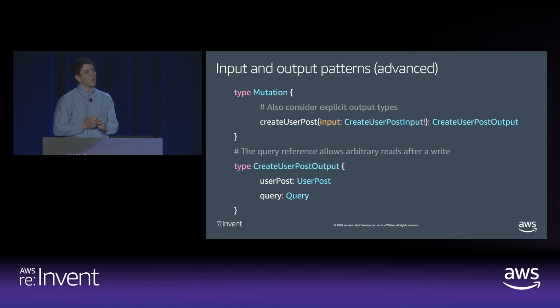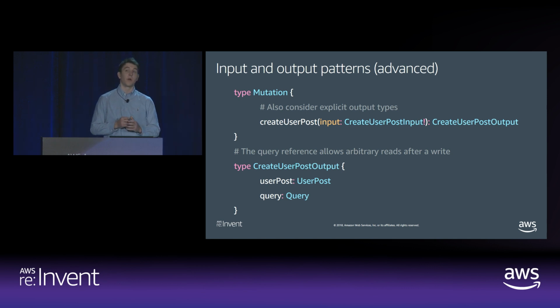Now, as it comes to output patterns, this is one I've seen go both ways. As you grow, I find that this is a really useful concept, and it might seem unconventional, but it allows you to do some pretty interesting things. In this example, we still have our input, we have our create user post mutation, but instead of just returning that user post, we're going to return this create user post output. This pattern was first popularized by Relay, which was an early GraphQL framework. And it allows you to do some neat things.